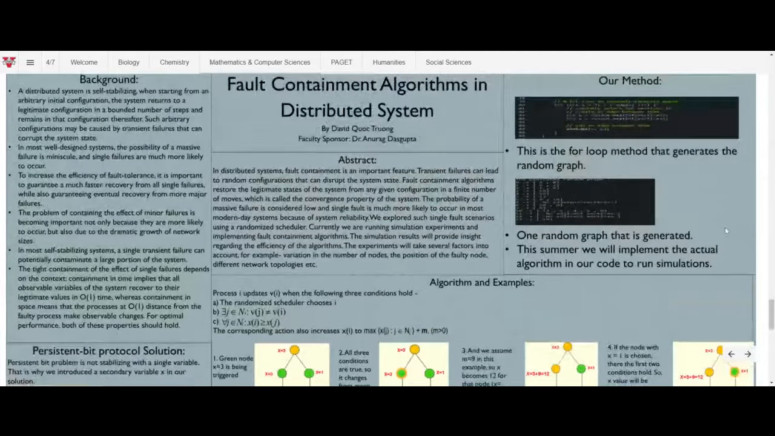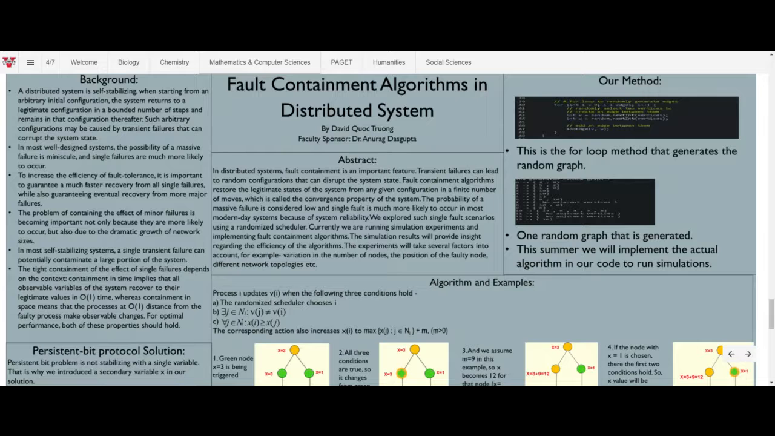A single transient failure in a large portion of the system happens more often. So we are in the process of running a simulation experiment to evaluate the effectiveness of our algorithms.